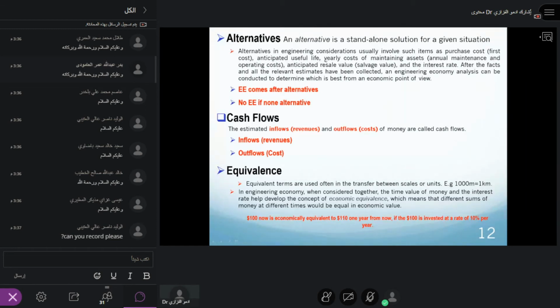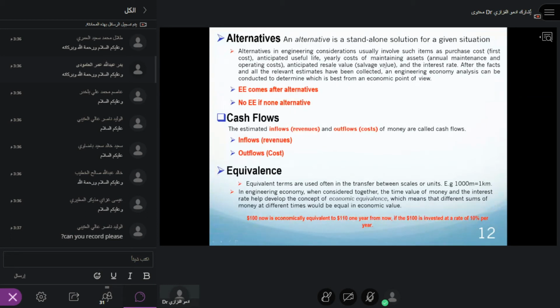Anticipated useful life, that is how long the materials you will use to fabricate your industry will last. Does it last long or something like that? And also yearly maintenance costs. Most of these days people prefer using Toyota because the maintenance fee is lower than other cars, for example Mercedes, and so on. So the annual maintenance and operating cost is the kind of thing people think of when designing their system.